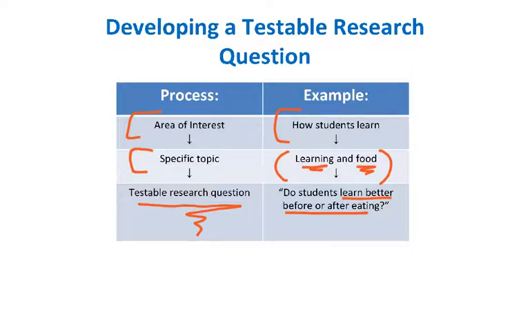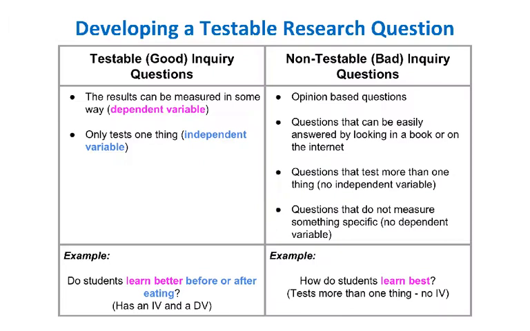Okay? So let's look a little bit more at testable questions. Let's look at this chart real quick. A testable question is a good question, right? We want our inquiry questions to be testable. If it's not testable, then it's not a good inquiry question, okay? A testable question has two features. The first feature is that the results can be measured in some way. That means there needs to be a dependent variable in the question. There needs to be something that you're going to measure, okay?